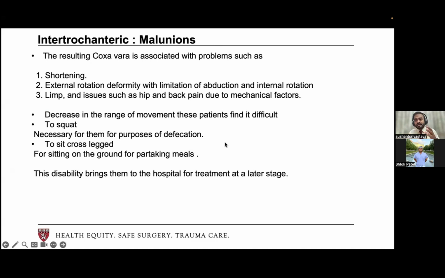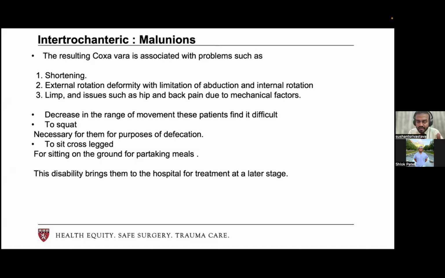Now, you will come to understand why they come for treatment. The resulting coxa vara is the problem in these patients. They have shortening and external rotation deformity, which limits their abduction and internal rotation. There is limping and hip and back pain due to these mechanical factors. Now, what happens primarily in this part of the world is there are two activities which are of paramount importance to the laborers or the daily wage earners.